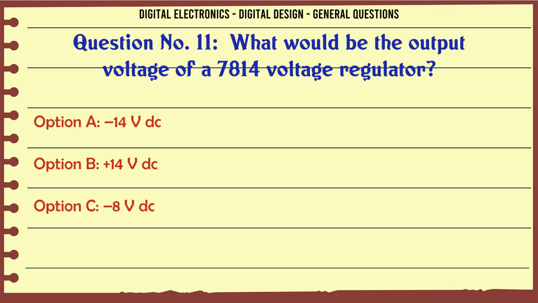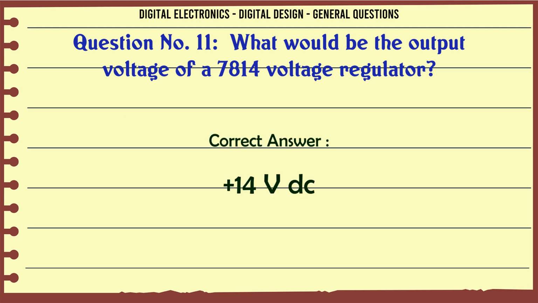What would be the output voltage of a 7814 voltage regulator? A. 14 VDC. B. 14 VDC. C. 8 VDC. D. 8 VDC. The correct answer is 14 VDC.